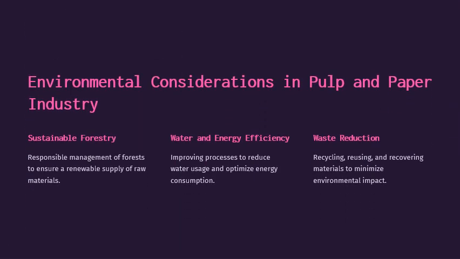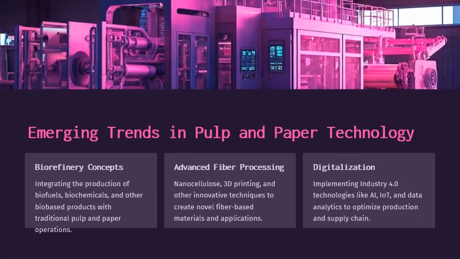So what are some of the environmental considerations in the pulp and paper industry? Sustainable forestry, that is responsible management of forests to ensure a renewable supply of raw materials. Water and energy efficiency, improving processes to reduce water usage and optimize energy consumption. And then you have waste reduction: recycling, reusing, and recovering materials to minimize environmental impact. What are the emerging trends in pulp and paper technology?